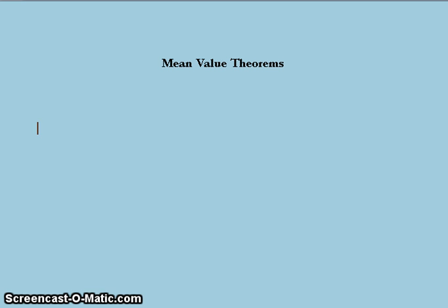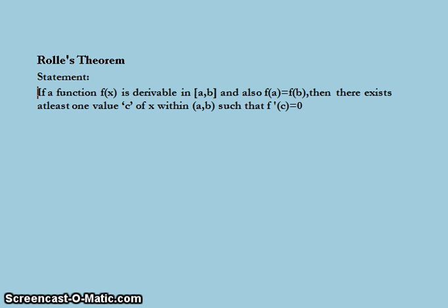So now starting with the mean value theorems, which include Rolle's theorem and Lagrange's theorem. Starting with Rolle's theorem, which states that if a function, let's say f(x), is derivable in the interval (a, b) and f(a) is equal to f(b), then there exists at least one value of x, let us say c, within the interval (a, b) such that the derivative of function f(x) at point c is equal to 0.